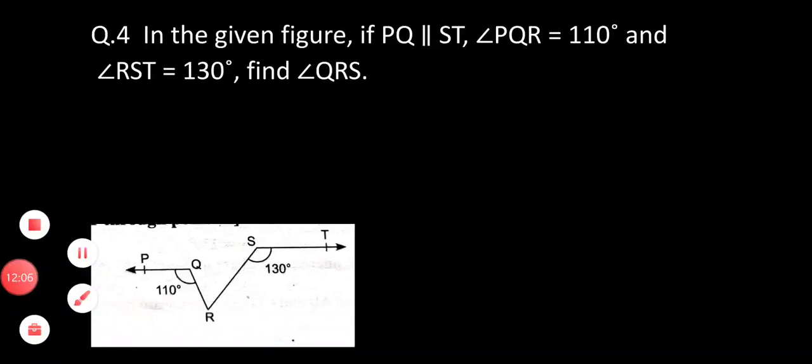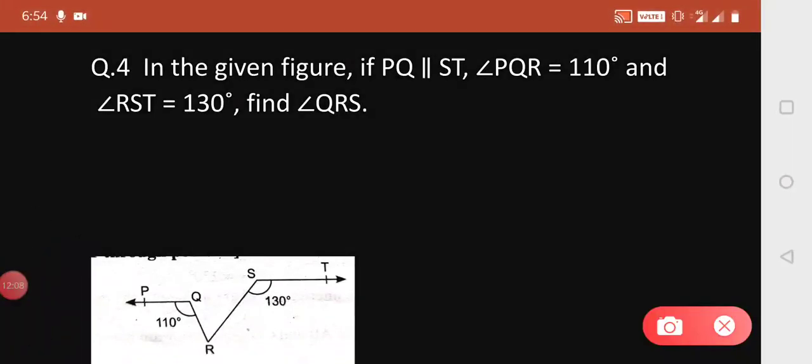Here you can see in the figure that two lines are parallel to each other. Line PQ, this is the given line PQ. So we can extend it this way, and line ST we can extend this way. These two lines are parallel to each other. Angle PQR is given as 110 degrees and angle RST is given as 130 degrees. We have to find angle QRS, that is this angle.